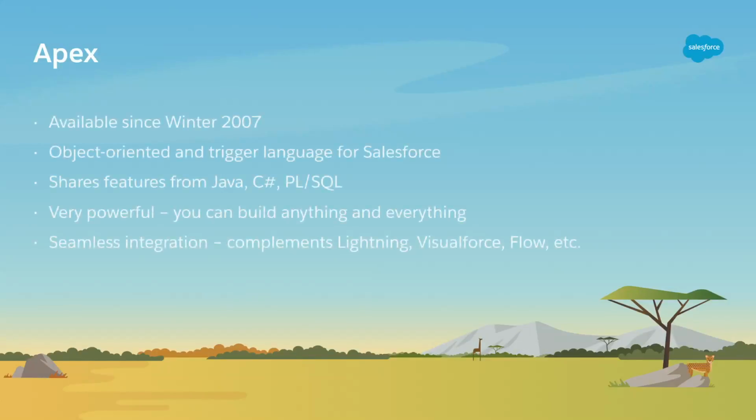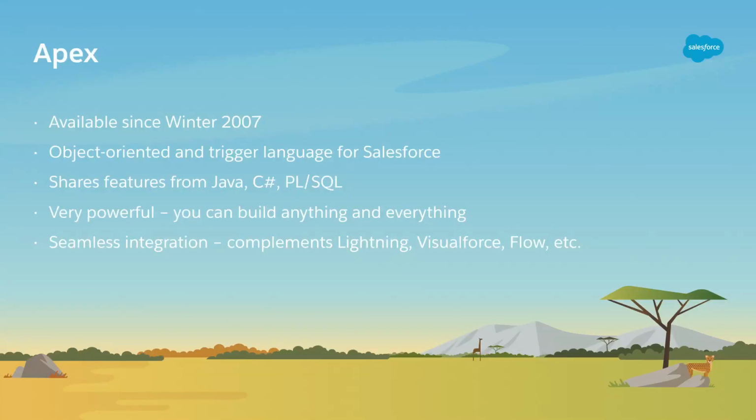Some things about Apex is that it's been available since winter 2007. It's an object-oriented and trigger language for Salesforce. It takes a lot of features from Java, C#, and PL SQL. So if you're familiar with any of those languages, this will feel really at home for you. Apex is very powerful. You can do anything and everything, right? We'll show examples of that there. And it also offers seamless integration. So if you're using Lightning, you're using Visualforce, you're using Flow, you can always complement that with more power from Apex itself.